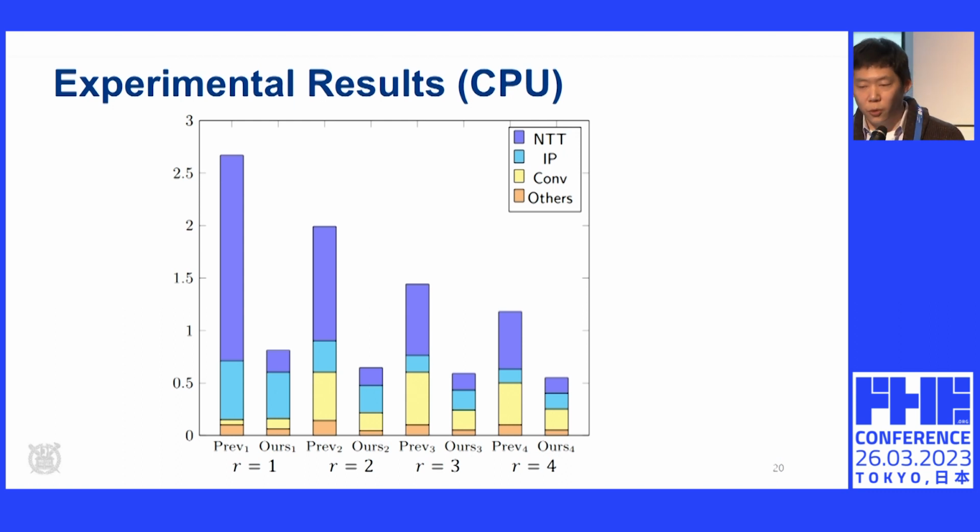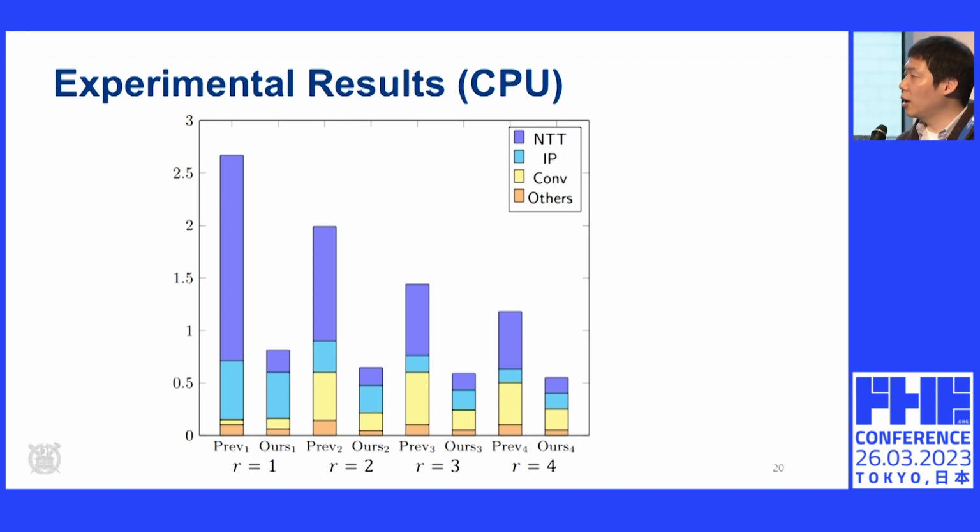Another interesting observation is that these two bars represent profiling of the running time for the previous method and our method for prime decomposition. Previously, NTT was definitely the dominating factor in homomorphic multiplication, but now it is not. So NTT or DFT is no longer the dominating factor of homomorphic multiplication. You just need to parallelize the inner product or CRT conversion, which is very GPU friendly.